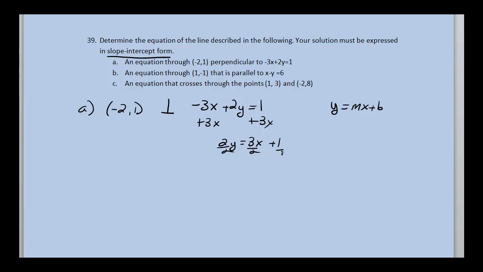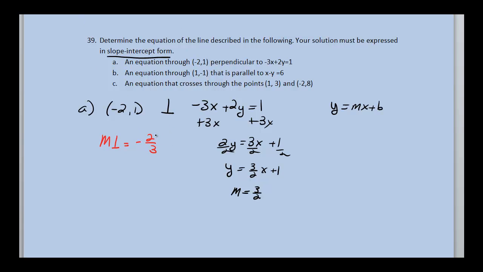Divide both sides by 2, and I get y is equal to 3 halves x plus 1. So our slope here is 3 halves. Therefore, we know the slope of my perpendicular line will be the opposite reciprocal, which will be negative 2 all over 3.